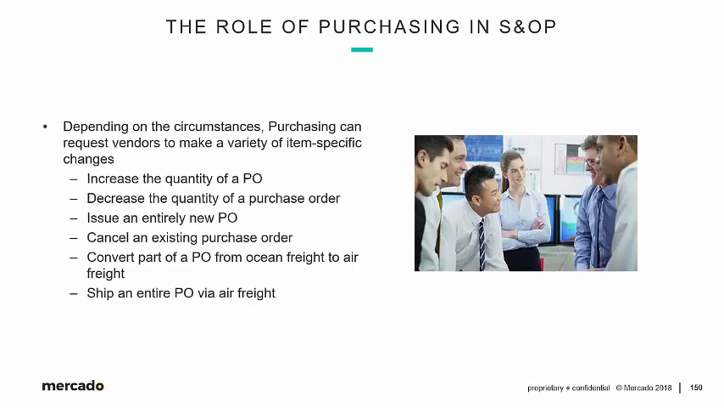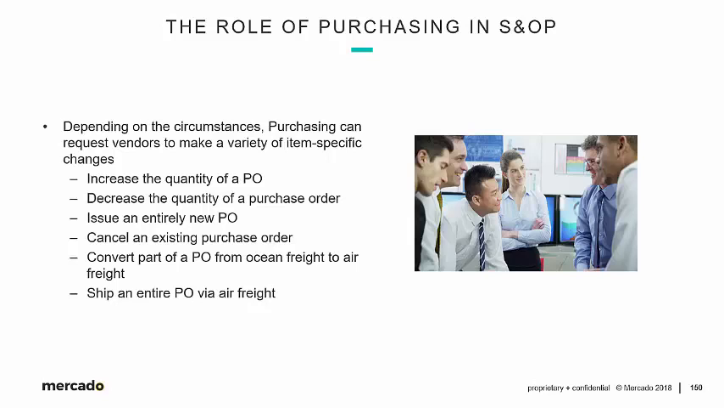For example, increase the quantity of a purchase order. We have a PO out on a vendor. We have a product that's selling really well. Can we go to the vendor and say, hey, can we change that PO from 10,000 items to 20,000? Conversely, can we decrease the quantity of a purchase order? A product isn't selling so well. We go from 20,000 down to 10,000. That doesn't mean that the vendor's going to say, okay. It means we have to approach the vendor and try to work things out, maybe achieve some middle ground.